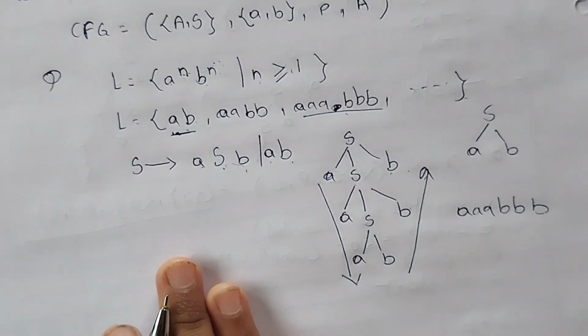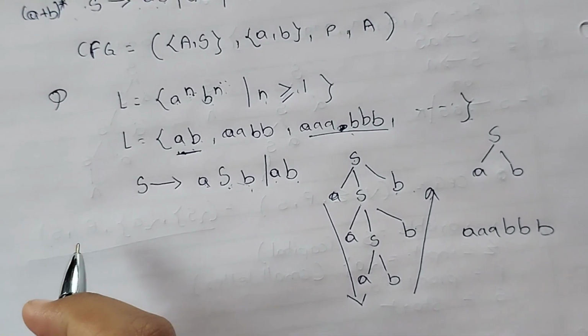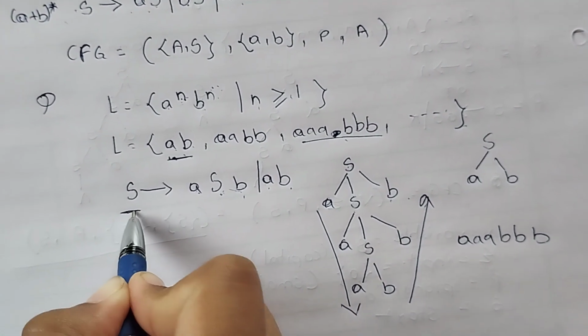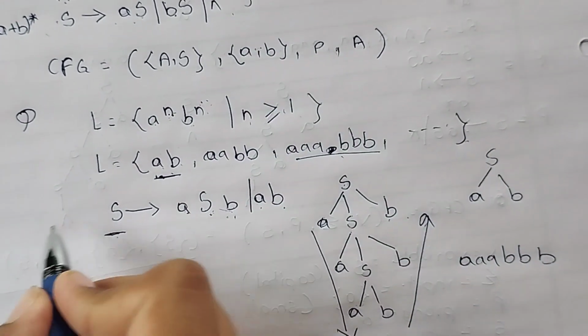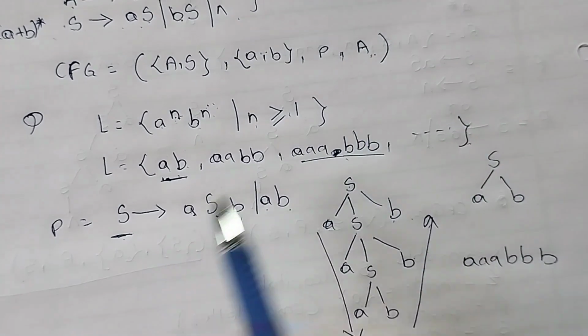So I hope you all get the idea about this production as well. So again CFG is simple. I hope you all get the idea. This is our V, the variables. A and B are the inputs. P is the production. We write here P. And the starting point is our S.